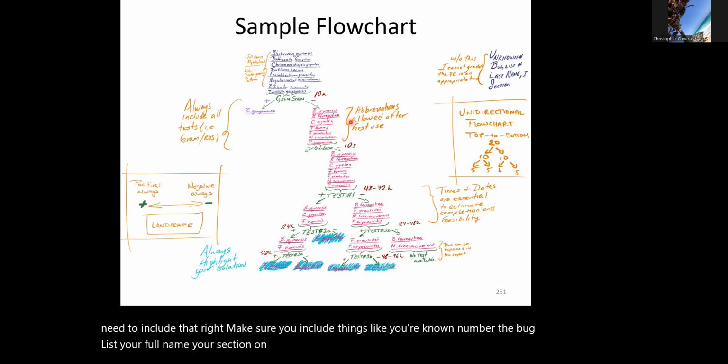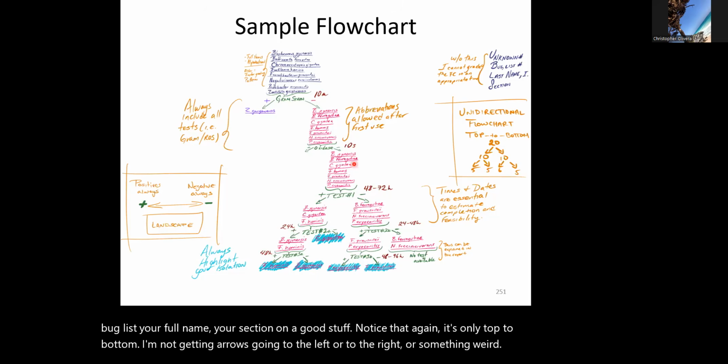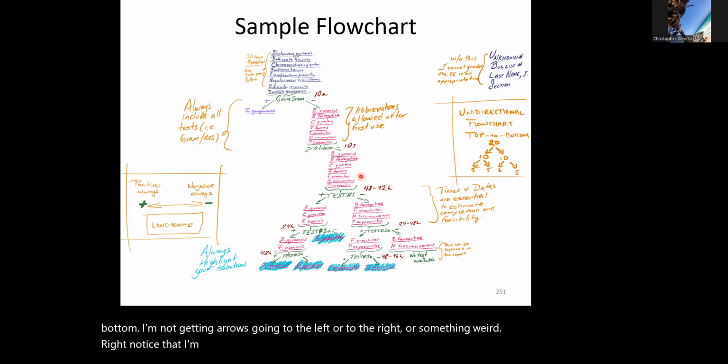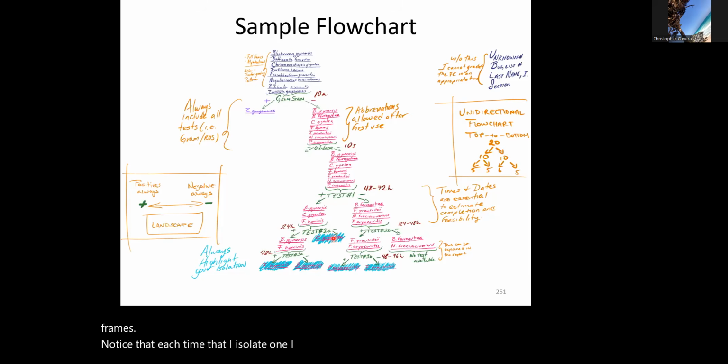Notice that again, it's only top to bottom. I'm not getting arrows going to the left or to the right or something weird, right? Notice that I'm labeling all the tests. Notice that I'm stipulating the times and the time frames. Notice that each time I isolate one, I highlight it, saying I'm done. There are no more tests I need to do on this one.